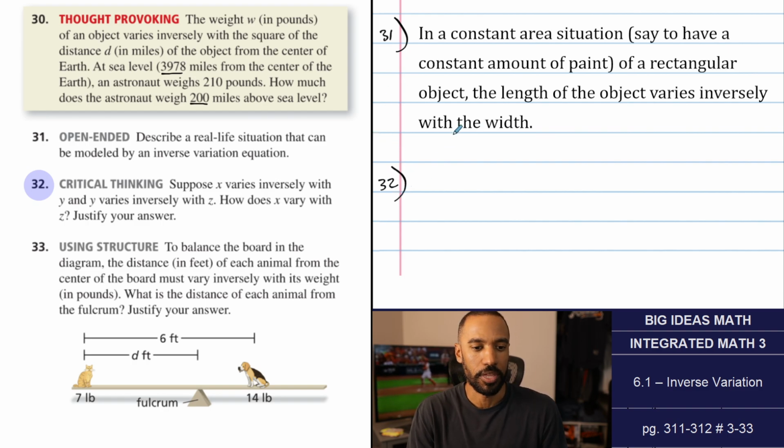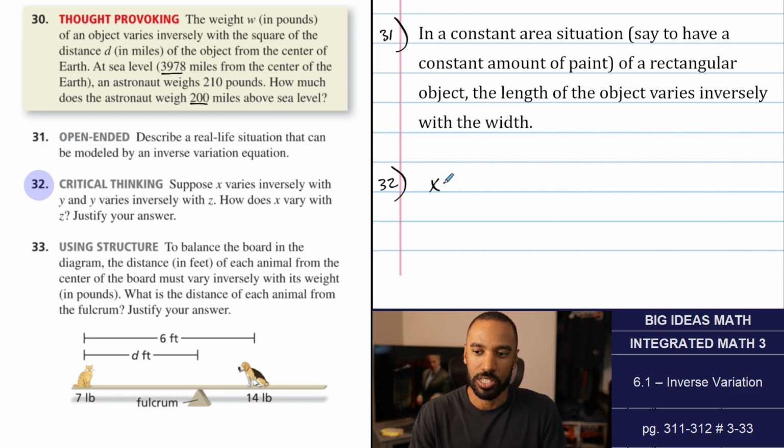Number 32, on critical thinking. Suppose x varies inversely with y and y varies inversely with z. How does x vary with z? Justify your answer. Well, if x varies inversely with y, that means that x times y as a product can equal A, some constant.